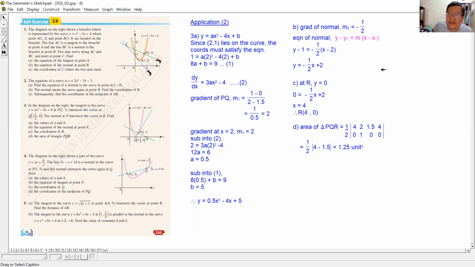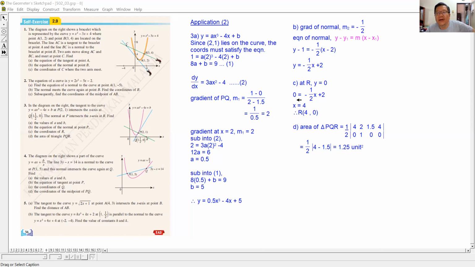You think first, then ask. So teacher, to find the equation of normal, use the formula y minus y1 equals m times (x minus x1)? Yes. Any straight line you can use this formula. Normal is a straight line, so we can use this. You must know a point on the line and the gradient of the line, then can.